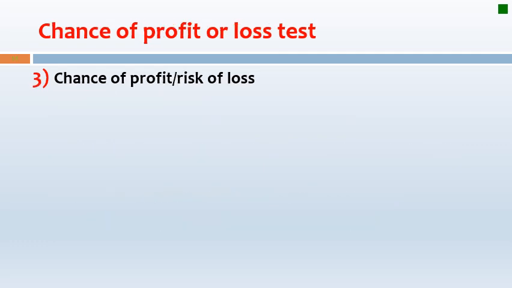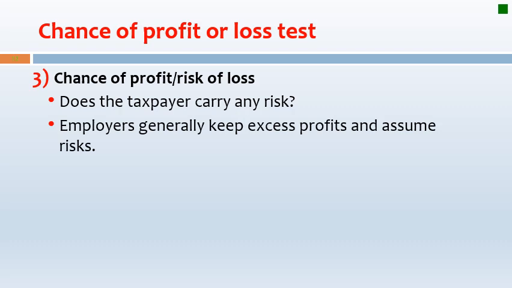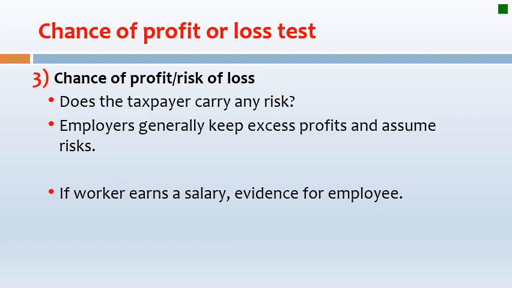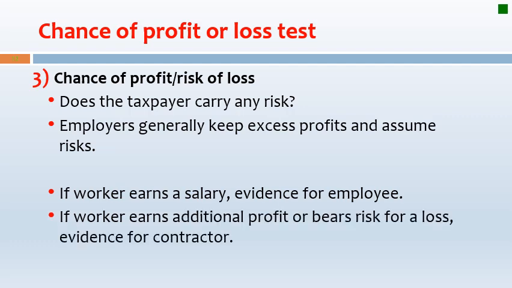This third test examines whether the taxpayer has a chance to earn a profit on a job or bears any risk of realizing a loss. Generally, an employer assumes any risk associated with providing goods or services and gets to keep any earned profit. If a worker earns any fixed fee, like a salary, they're likely an employee. If a worker can potentially earn a higher profit on a job or potentially take a loss, this is evidence that they are self-employed.